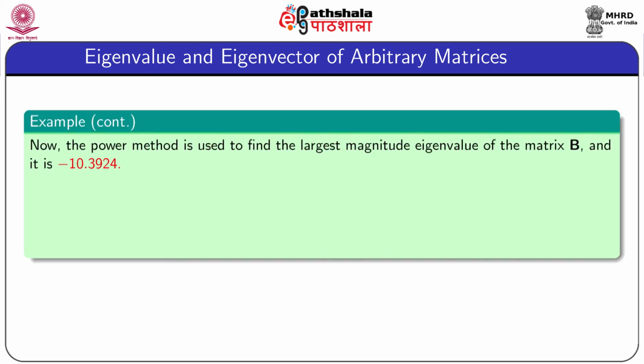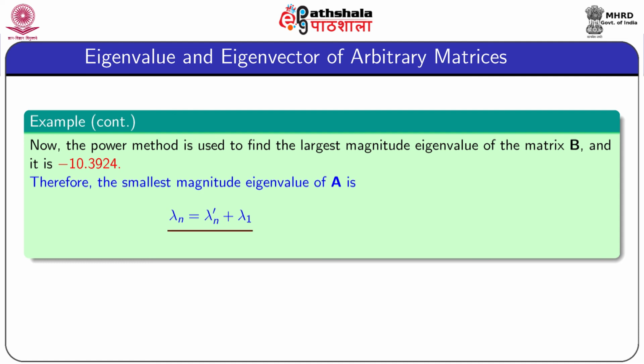Now, since the matrix B is available, using the power method we can calculate the largest magnitude eigenvalue of the matrix B, and it is obtained as minus 10.3924. Therefore, the smallest magnitude eigenvalue of the matrix A is lambda n equal to lambda n prime plus lambda 1, where lambda 1 is the largest magnitude eigenvalue of the matrix A and lambda n prime is the largest magnitude eigenvalue of the matrix B, and it is equal to minus 0.1962. So, minus 0.1962 is the smallest magnitude eigenvalue of the matrix A.